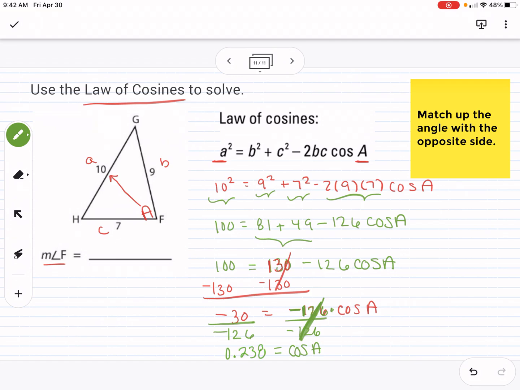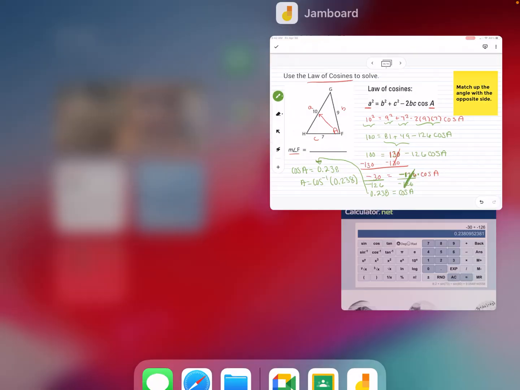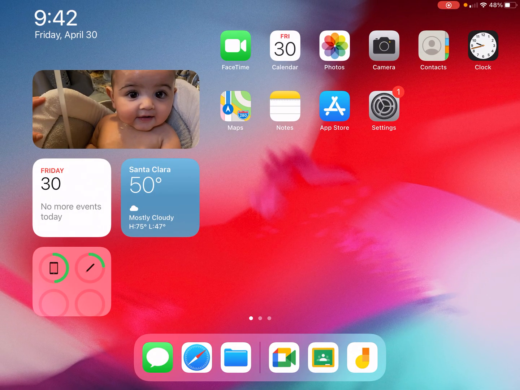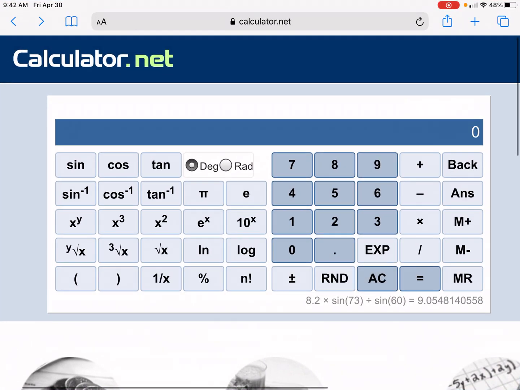So cos A equals 0.238. But I just want the angle, so now I can move cos to the other side, which means I'm doing the opposite or the inverse of cos. So I'll go do cos negative 1 of 0.238 on a calculator. That comes out to about 76.2.